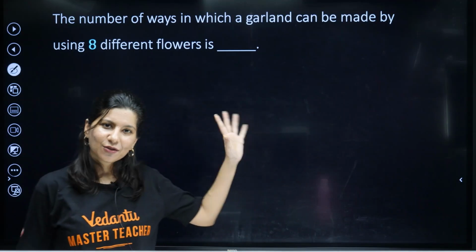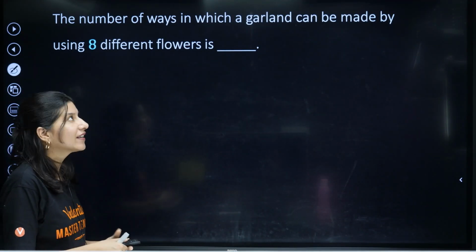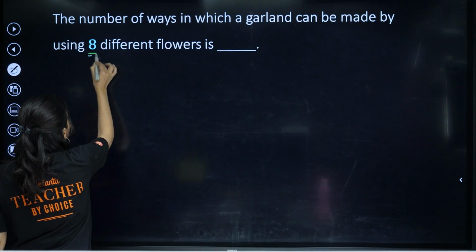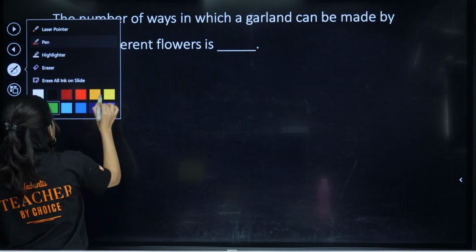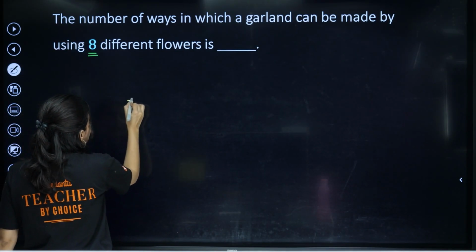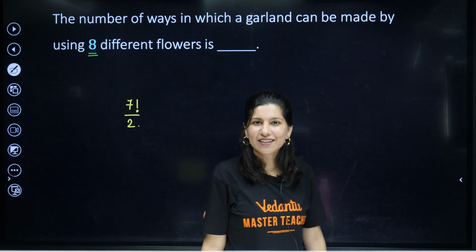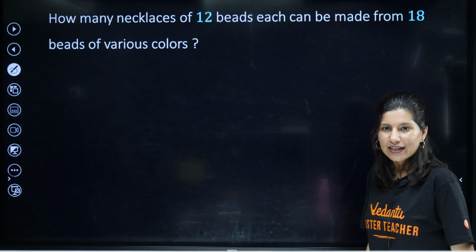Now let us start solving problems so that we get a clearer idea. The number of ways in which a garland can be made by using 8 different flowers is, again, 7 factorial by 2 will be the answer. Easy peasy lemon squeezy. Correct? Okay, let us move on.